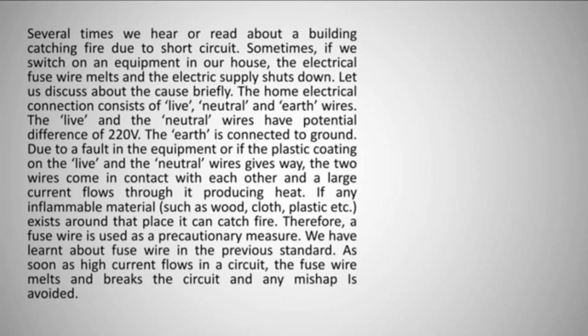The home electrical connection consists of live, neutral and earth wires. The live wire and the neutral wire have a potential difference of about 220 volts. The earth wire is connected to the ground.